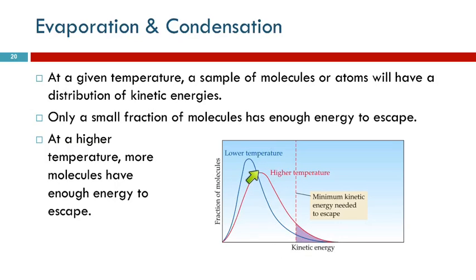If you increase the temperature, then you're moving this curve over, the average kinetic energy increases. It actually spreads out as well. You get more variation now. And you have more molecules that are able to escape. And so it will evaporate faster at a higher temperature. Does that make sense?